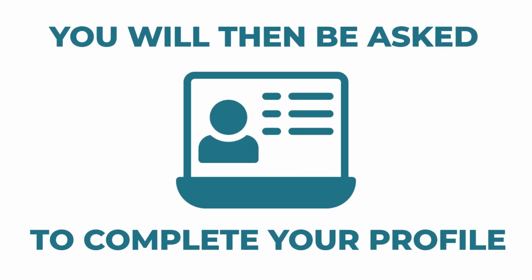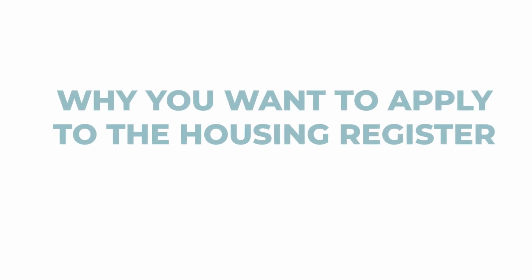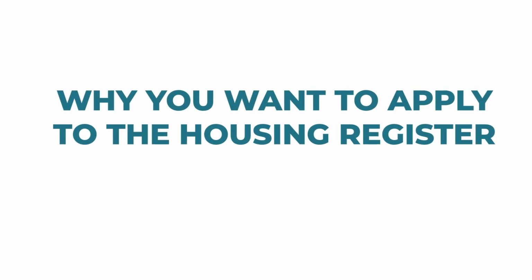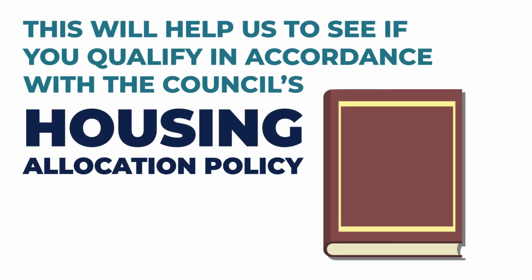You will then be asked to complete your profile, which is information about you, and then you will be able to start the pre-assessment. First of all, we will ask you some questions to determine whether you are eligible to apply for social and affordable housing, and if you are, you will be asked some further questions about why you want to apply to the housing register, which will also help us to see if you qualify in accordance with the council's allocations policy.